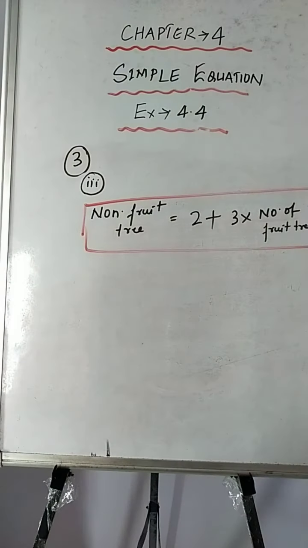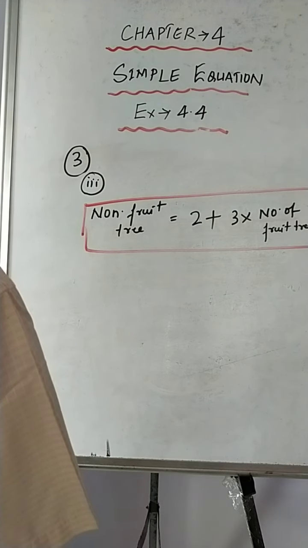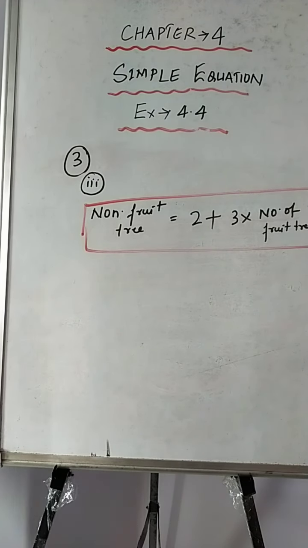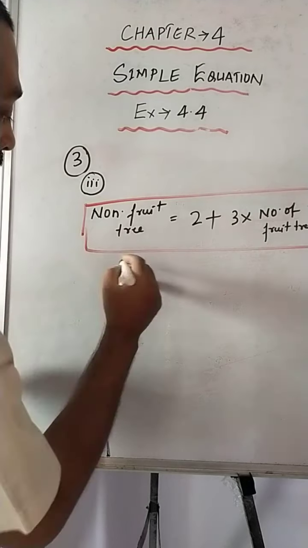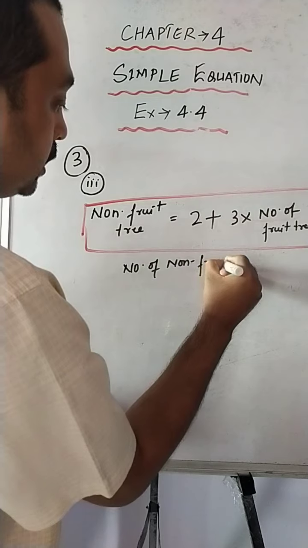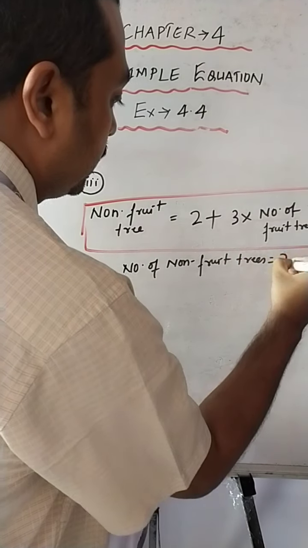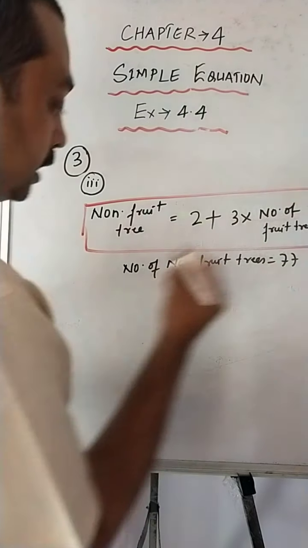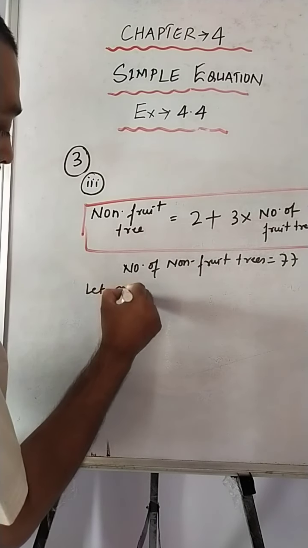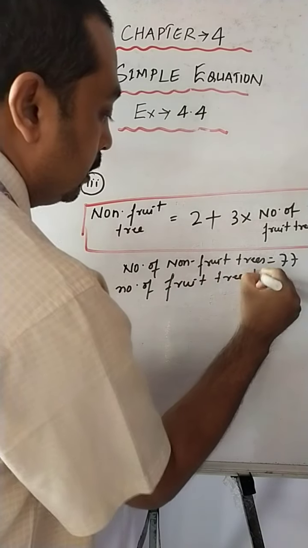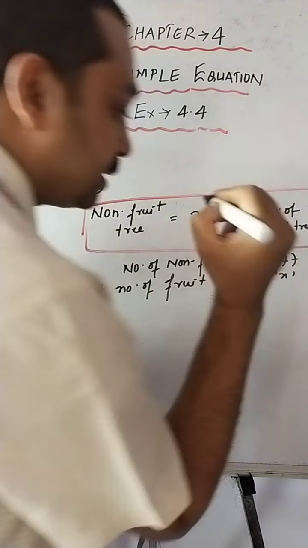Now, if there are any other details given? Yes. What was the number of fruit trees? So we have to find the number of fruit trees when the number of non-fruit trees is given as 77. The number of non-fruit trees is already given, boys, that is 77. What we do not know is how many fruit trees there are. So we'll let the number of fruit trees be x. Fine.